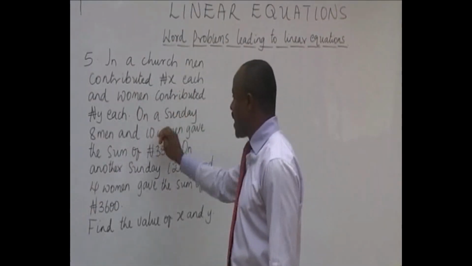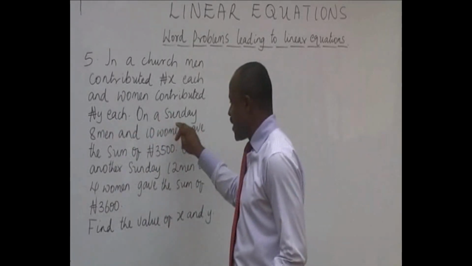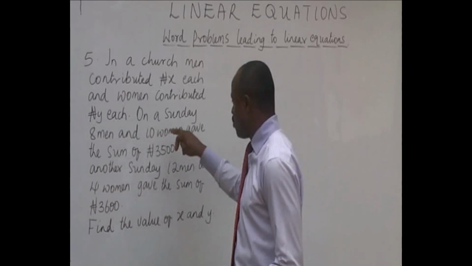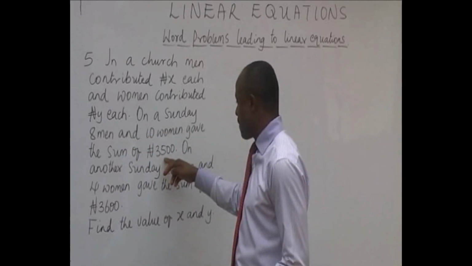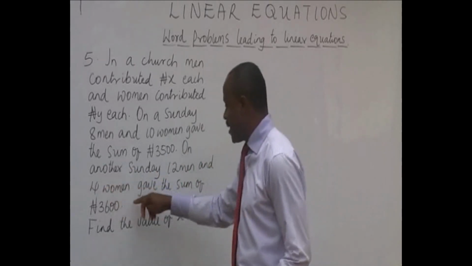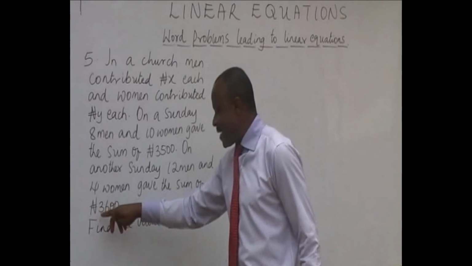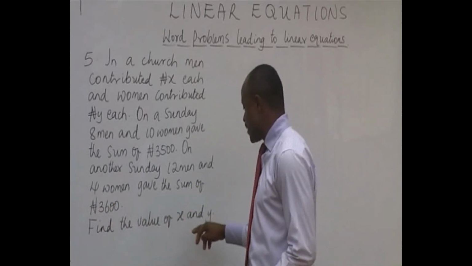Women contributed y naira each. On a Sunday, 8 men and 10 women gave the sum of 3,500 naira. On another Sunday, 12 men and 4 women gave the sum of 3,600 naira. Find the value of x and y.